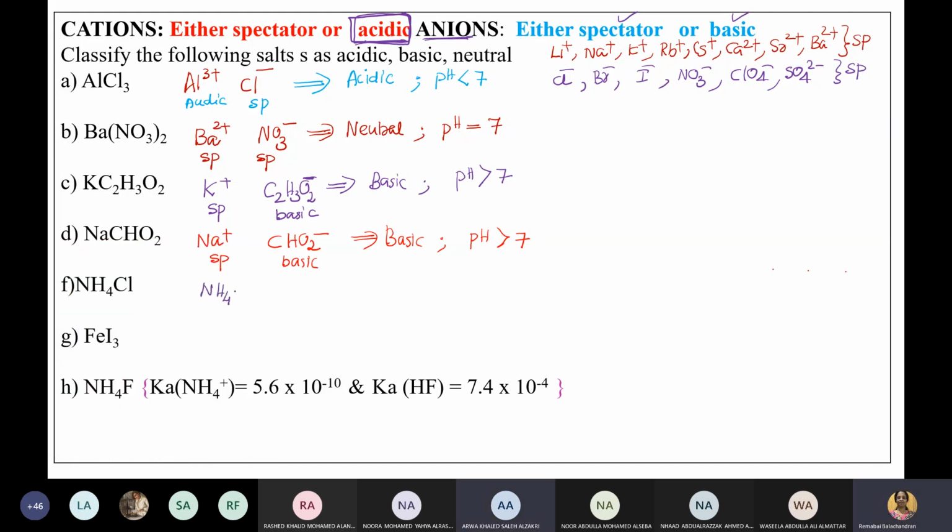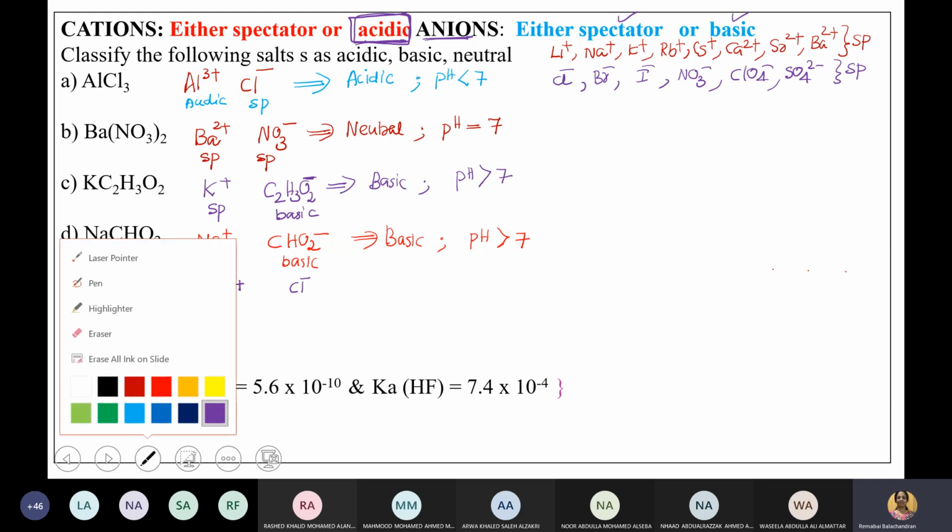NH4 plus Cl minus. NH4 plus, spectator or acidic or basic? Acidic. NH4 plus spectator ions I wrote on the board. Can you see? Li plus, Na plus, K plus, Rb plus, Cs plus. These are the spectator ions which I wrote on the board.